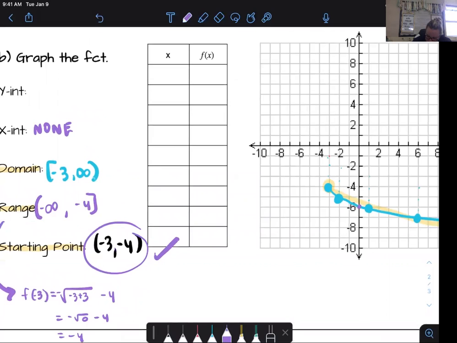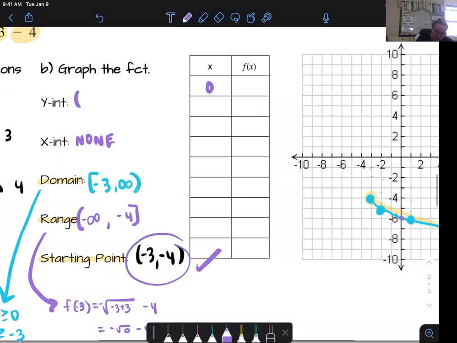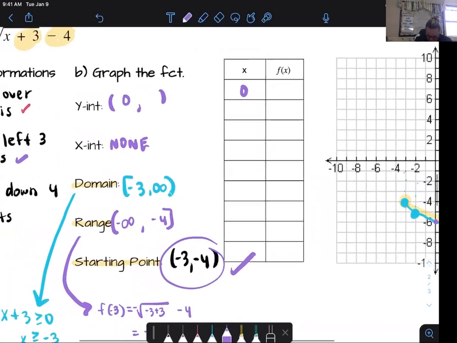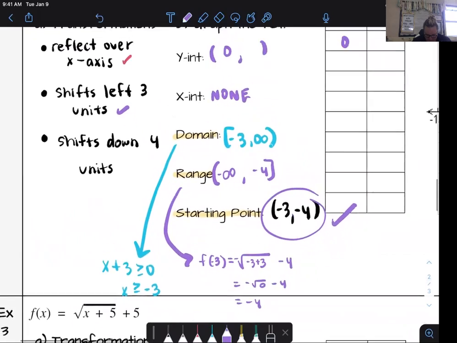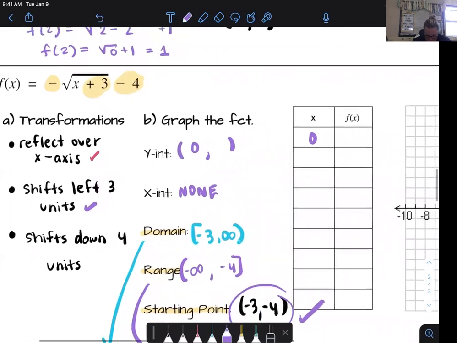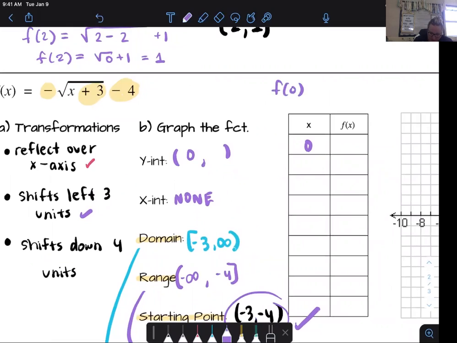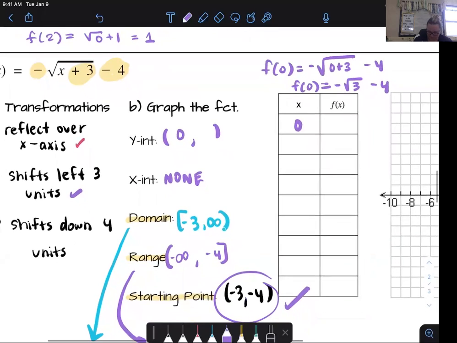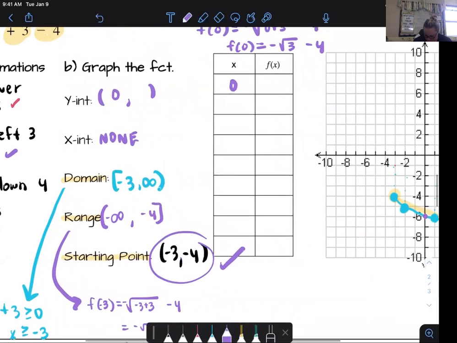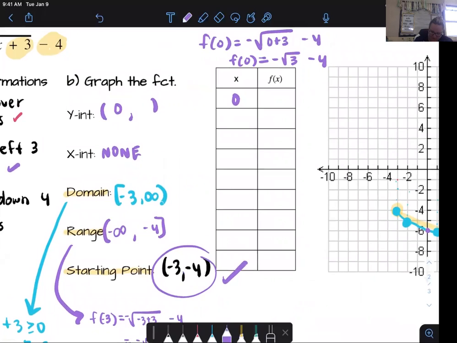For my y-intercept, we have a point here. Let's just plug in 0 for x and see what we get for y, just to make sure that we know what that actual y value is. So when I plug in 0 for x, I'm going to get -0 plus 3 minus 4. F of 0 is the negative of the square root of 3 minus 4. So it looks like it's -5 point something.